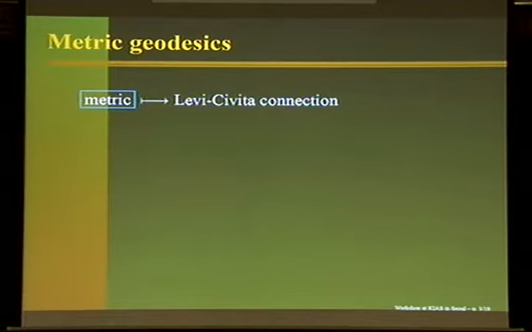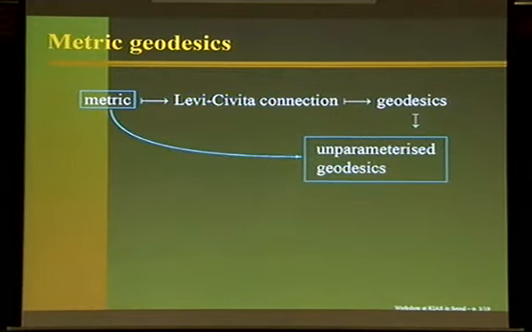But in any dimension, of course, you can associate to a metric its metric connection, or the Levi-Civita connection. And then you can go on and talk about the geodesics, for which you only need the connection, not the metric itself. The geodesics come with a parameterization from the connection, but let's forget about that and just look at the unparameterized geodesics.